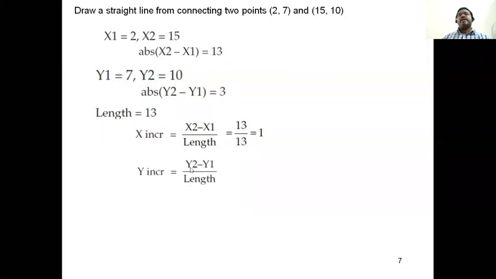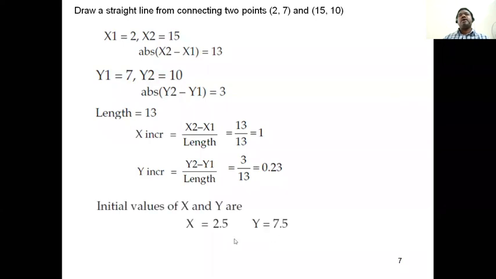Similarly, the y increment is y2 minus y1 divided by length. y2 minus y1 is 3, and the length we have assigned as 13, which is the absolute difference of x2 minus x1. Substitute and you will get the y increment value. Now the initial values of x and y are arbitrarily taken: x is 2, and we take this as 2.5, adding 0.5; and for y, 7 plus 0.5 is 7.5. These are the initial values of x and y.